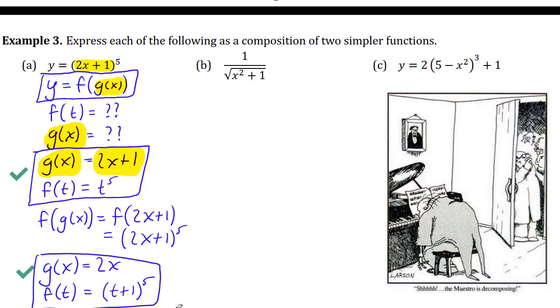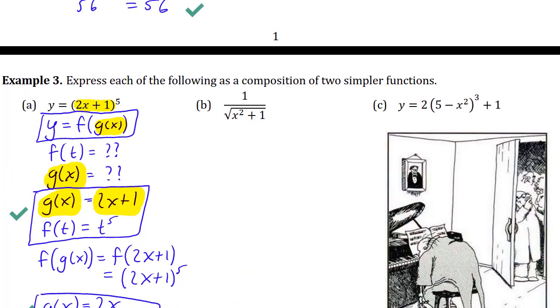All right, let's look at b. We have 1 over the square root of x squared plus 1 is this function. I don't know why this doesn't say equals y, but it doesn't matter. So again, we want to do the same thing. We want to do f of g of x. G of x is going to be whatever is done to x first. When you plug in a number for x, the first thing you do is you do g of x. And then you take that output and plug it into f. So the inner function here looks to me like x squared plus 1.